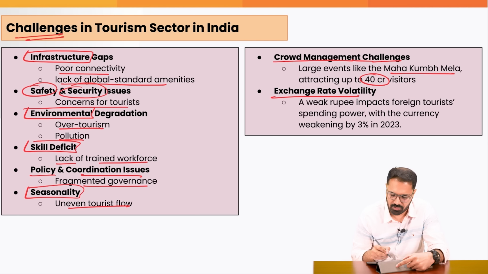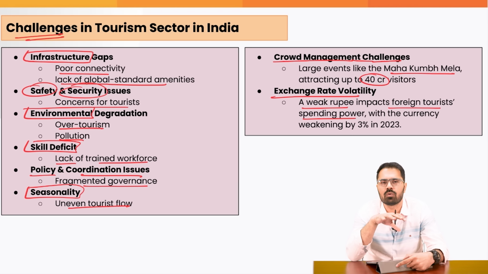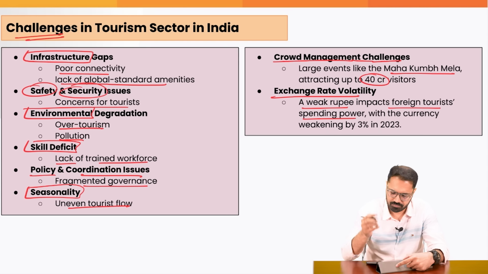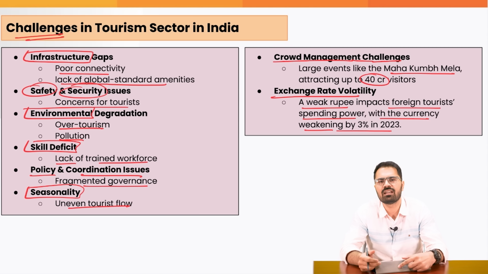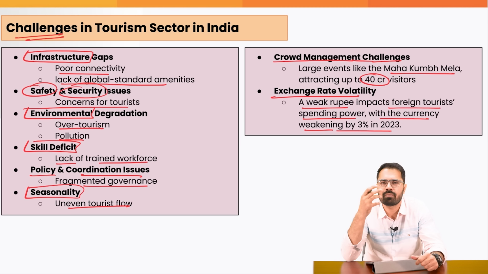Then you have exchange rate volatility, especially with respect to foreign tourists. When foreigners are coming to India, they face a weak rupee, which impacts their spending power. They bring the same amount of dollars, and the currency weakened by 3% in 2023, and it has further weakened in 24 and 25 also. Now, currency weakening is also bad when we go outside, as we have to spend extra dollars.